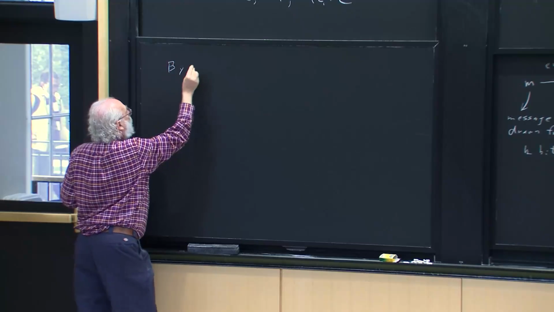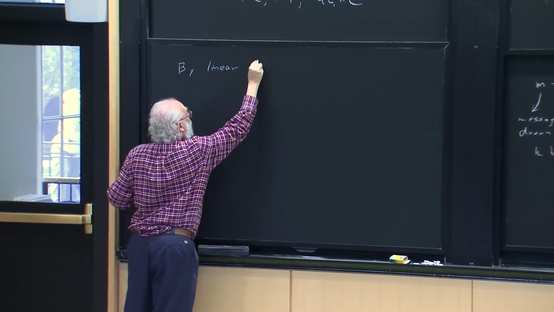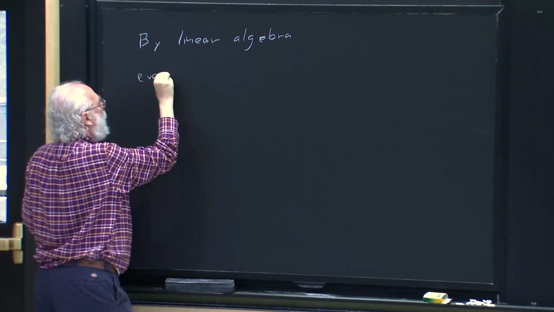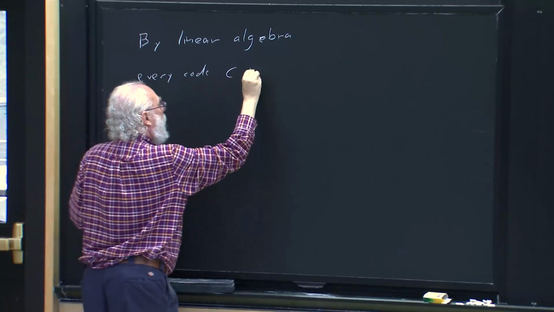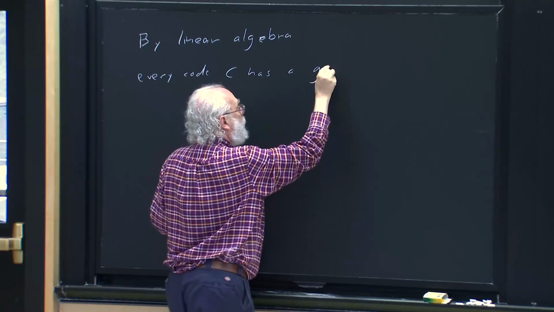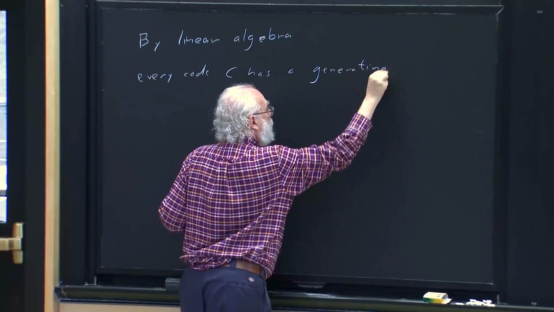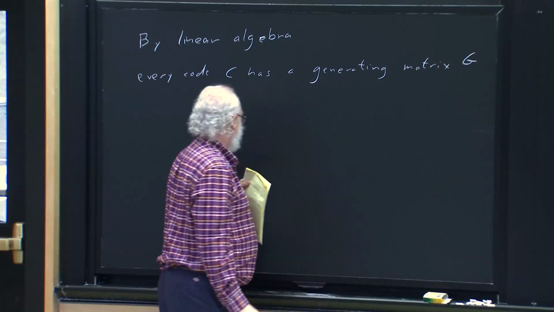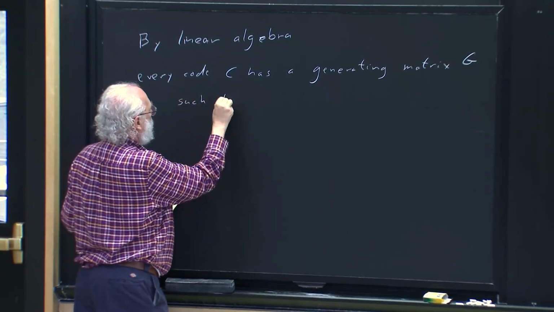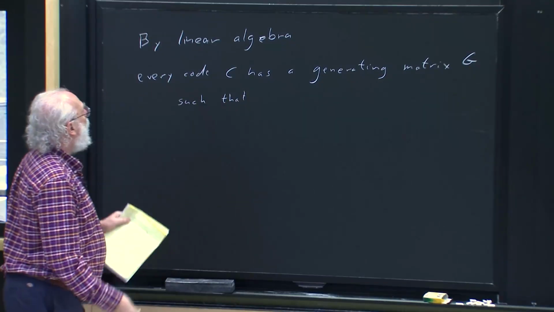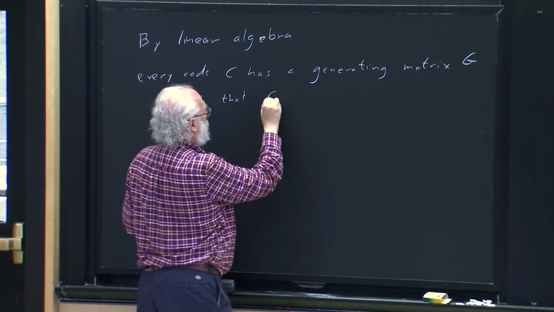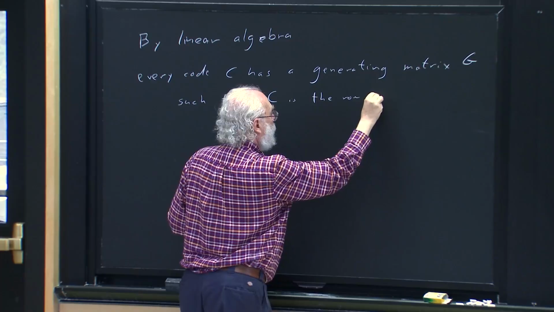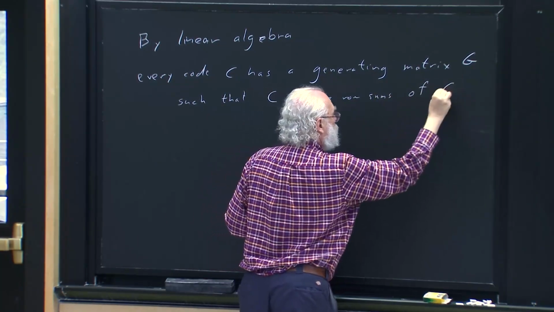By linear algebra, every code C has a generating matrix G such that C is the row sums of G.